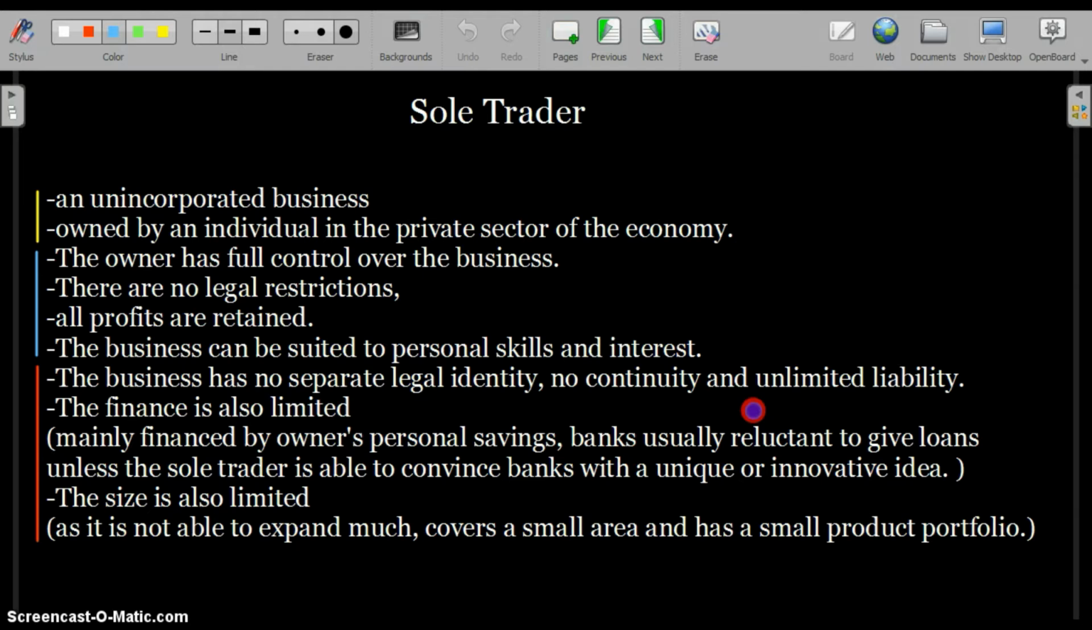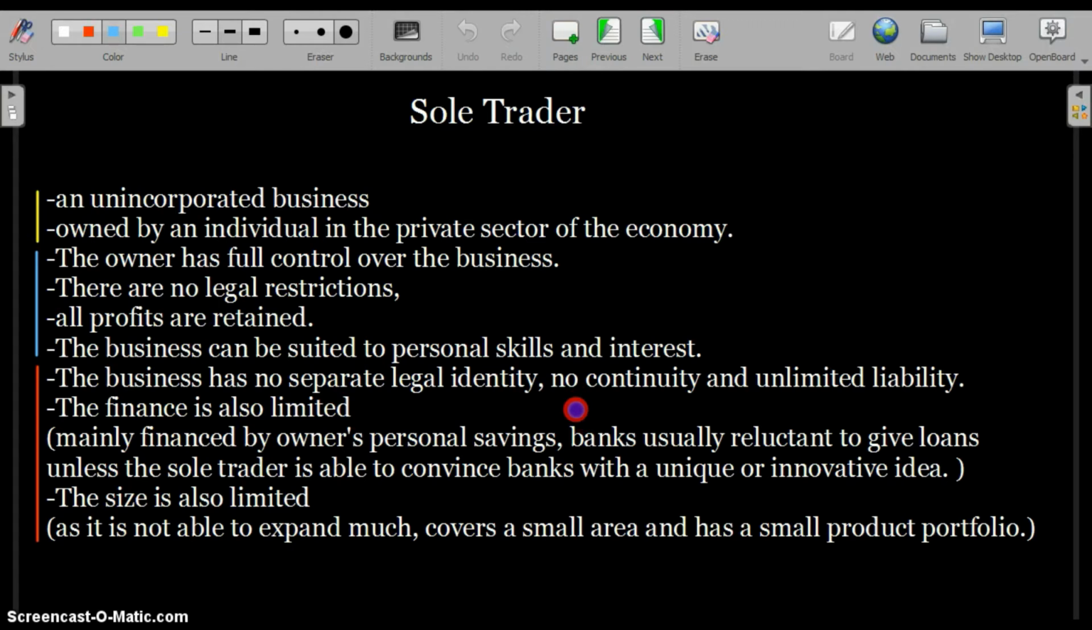There's no continuity. If the owner dies, the business dies. There's unlimited liability. Any loss made in the business, the owner has to pay for it with his own property. Since his own property is limited, there is no limited liability. There's unlimited liability. All of his property is liable. Like, there is a risk. So the finance is also limited, as there's only one owner.